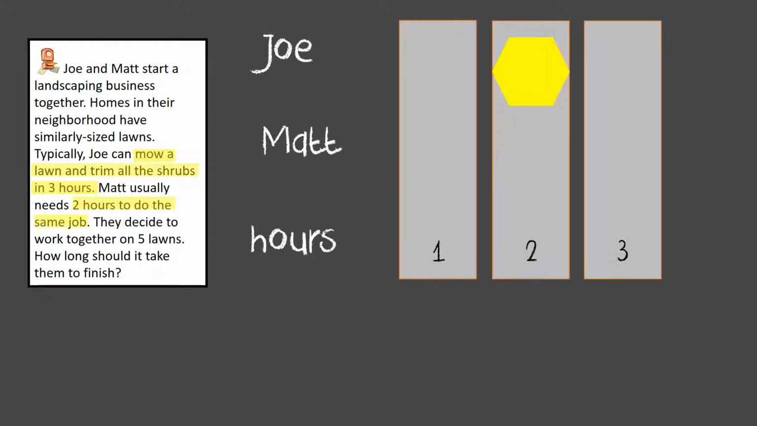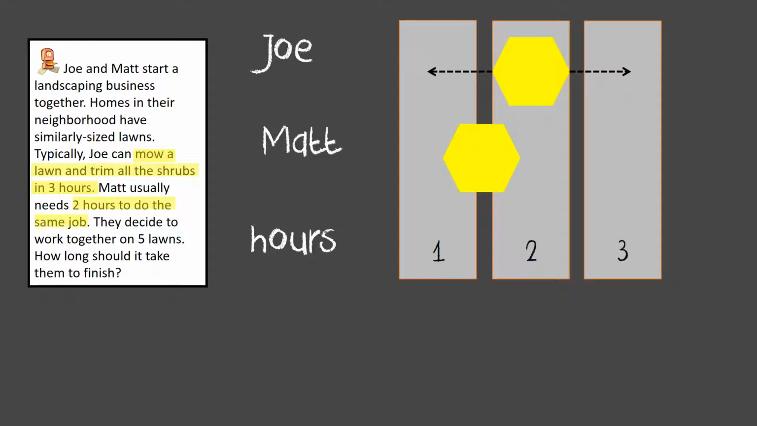So we know that the math problem here is we have 3 hours that Joe takes, and Matt takes 2 hours. So we have Joe and Matt: Joe taking 1 lawn in 3 hours, and Matt takes 2 hours to do 1 lawn. So we have that set up. The hours are marked at the bottom, and we have bars to show those, and we have the whole pattern block, the hexagon, to show a whole lawn. So that's what it looks like right now that we know about.